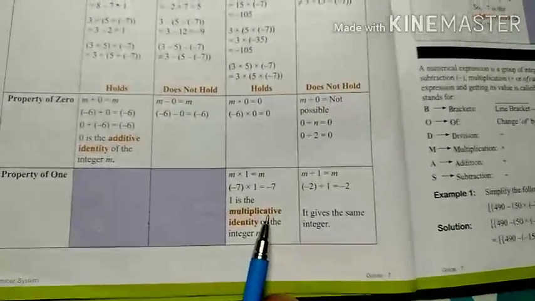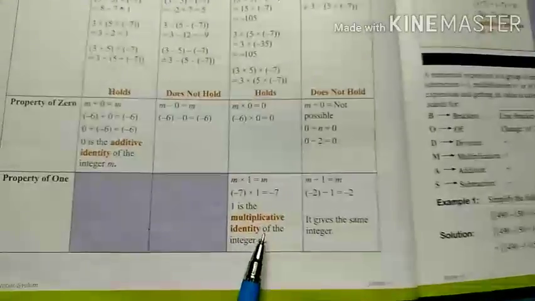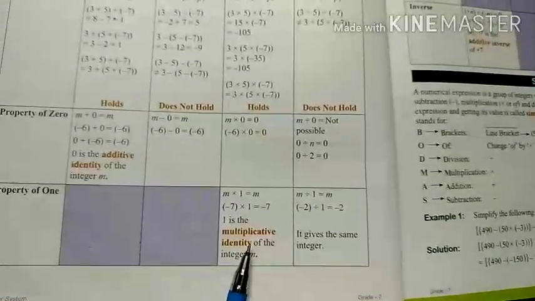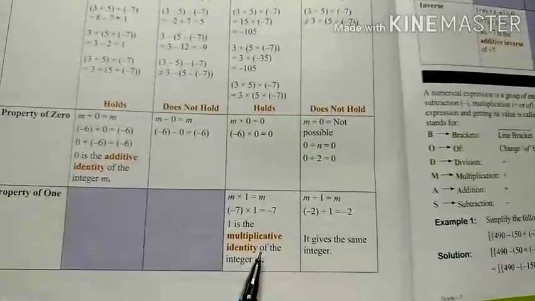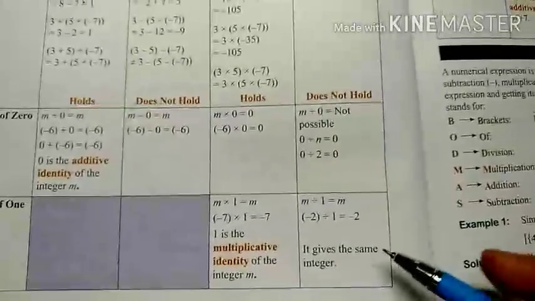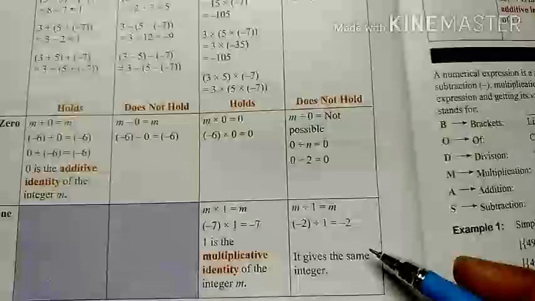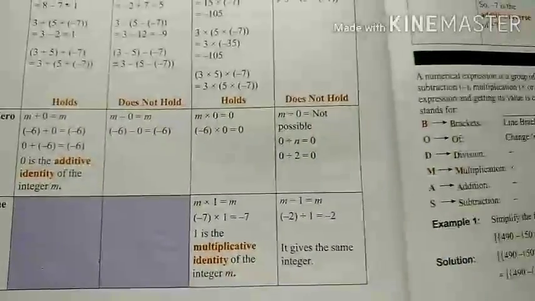Property of 1 only works for multiplication or division, because if any number is multiplied by 1, we get the same answer. So that one is called the multiplicative identity. Also, if we divide any integer by 1, we get the same answer.